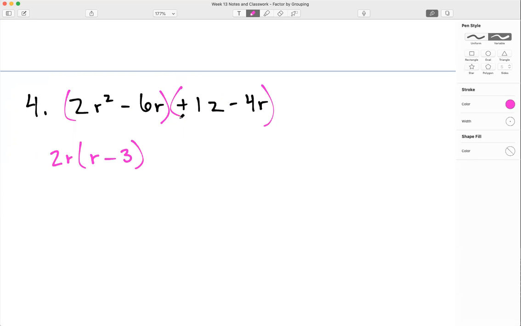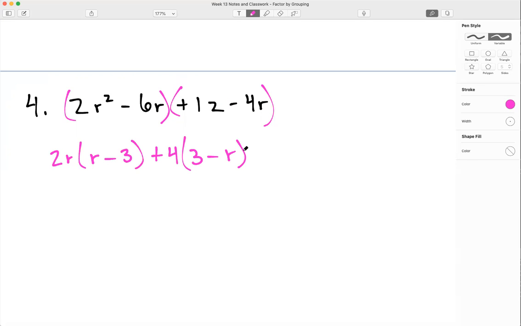All right, now let's do the same thing over here. GCF factor this. The biggest thing we can pull out from both is a 4. So I'm going to pull out a 4, and then I'm left with a 3. And then I have a minus r right here.